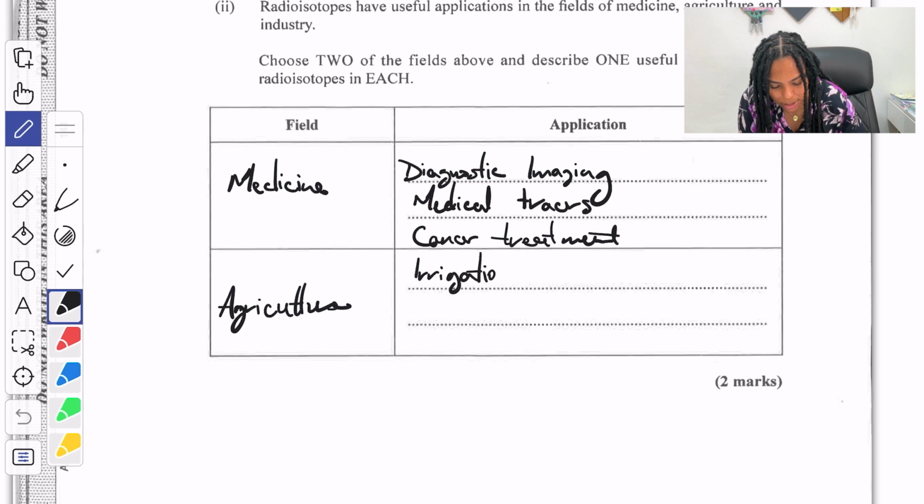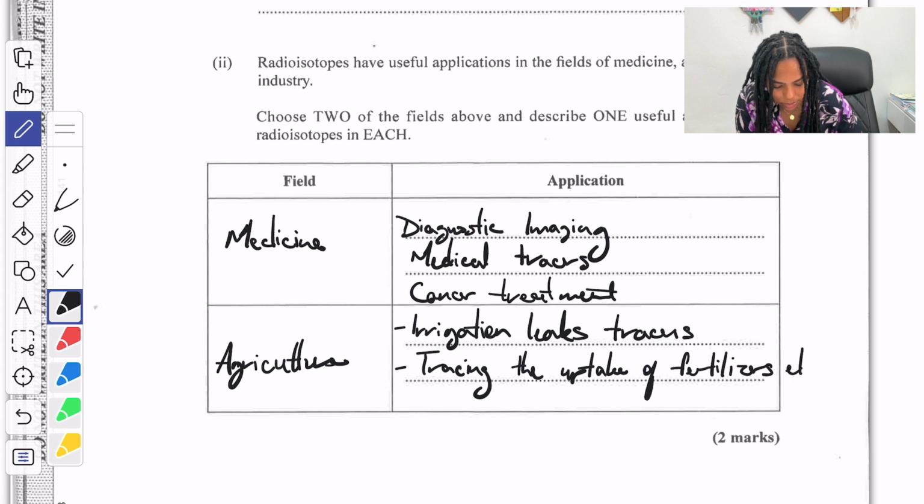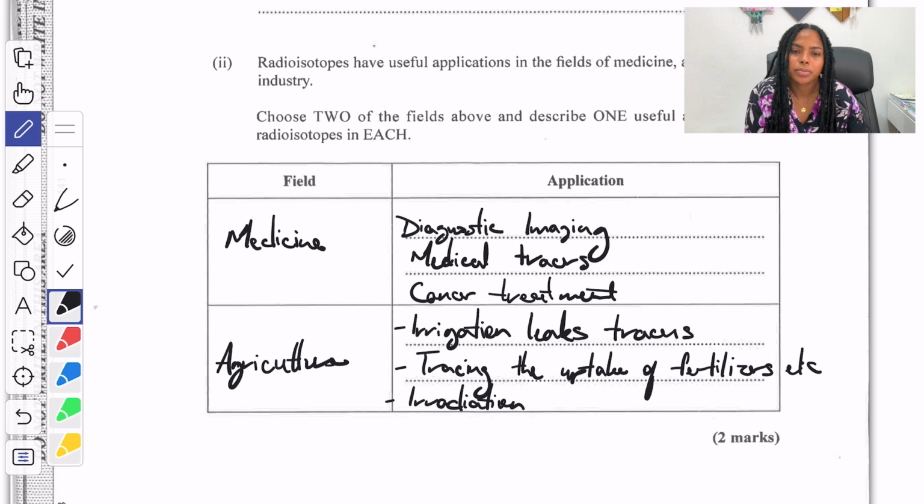Irrigation leaks tracers, or maybe you could just put tracers. What was the next one I said? Tracing the uptake of fertilizers and whatnot. And the next one was irradiation, to prevent foodborne diseases.